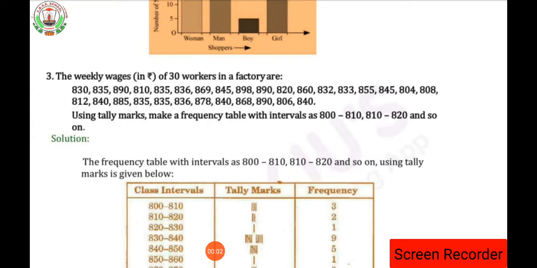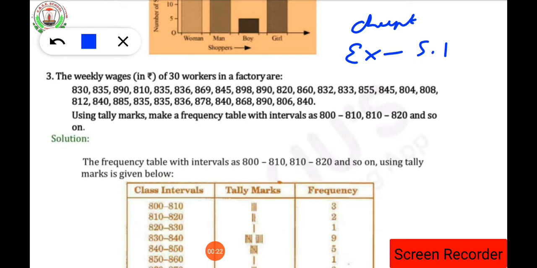Good morning to everyone. Today we are going to see exercise 5.1 question number 3, 4 and 5. In the previous video we had already completed question number 1 and 2 from exercise 5.1, chapter number 5, data handling. Okay, so let's start question number 3.